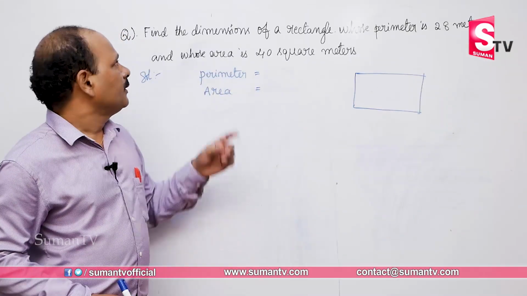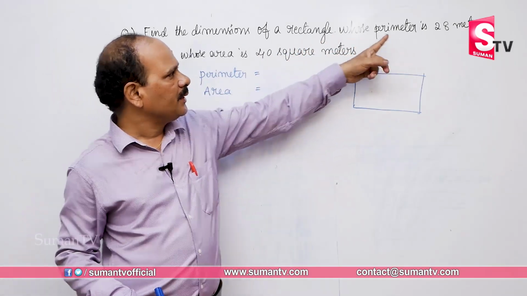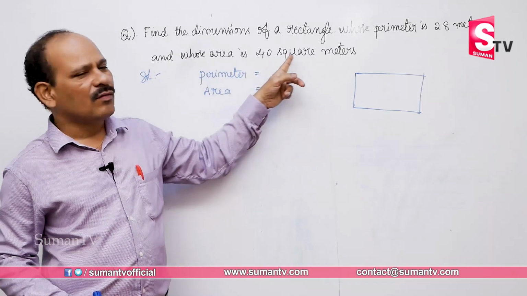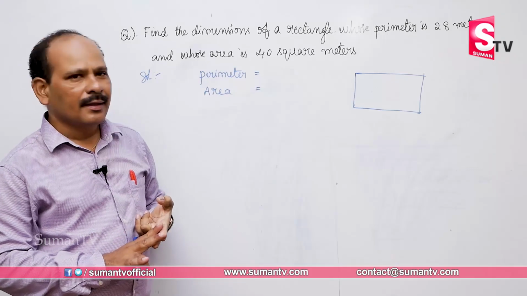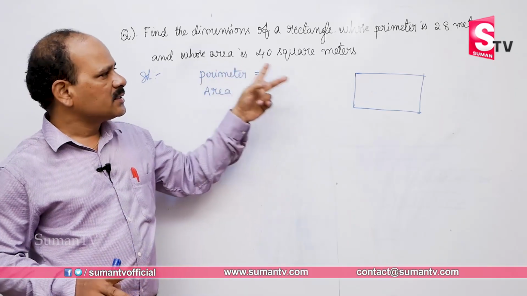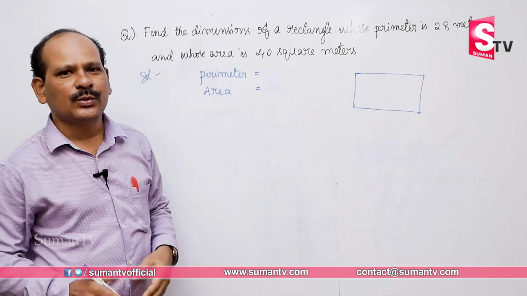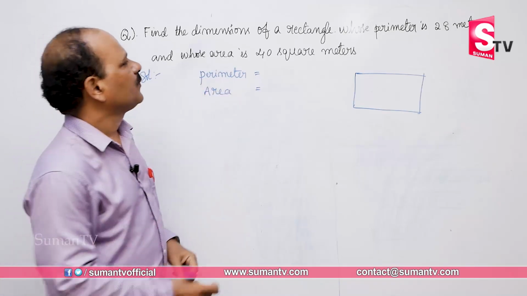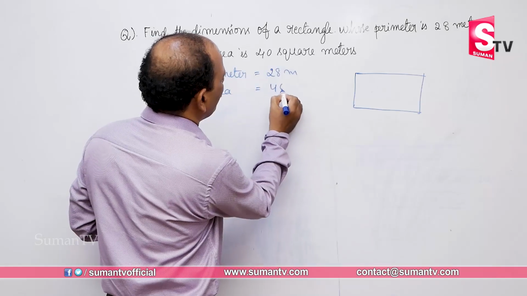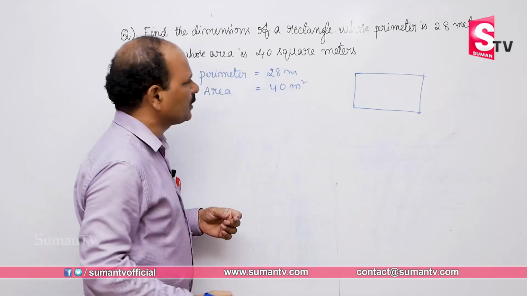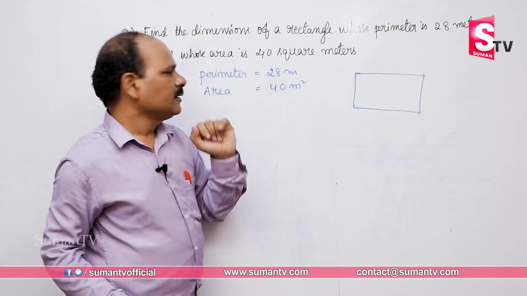Okay, look here. Find the dimensions of a rectangle whose perimeter is 28 meters and whose area is 40 square meter. In this problem, he given perimeter as well as area. He is asking the length of the rectangle and breadth of the rectangle. Length, breadth you have to find out. Perimeter is given 28 meters. Area is given 40 square meters. Okay. Now, based on these two, we have to find out the length and breadth.